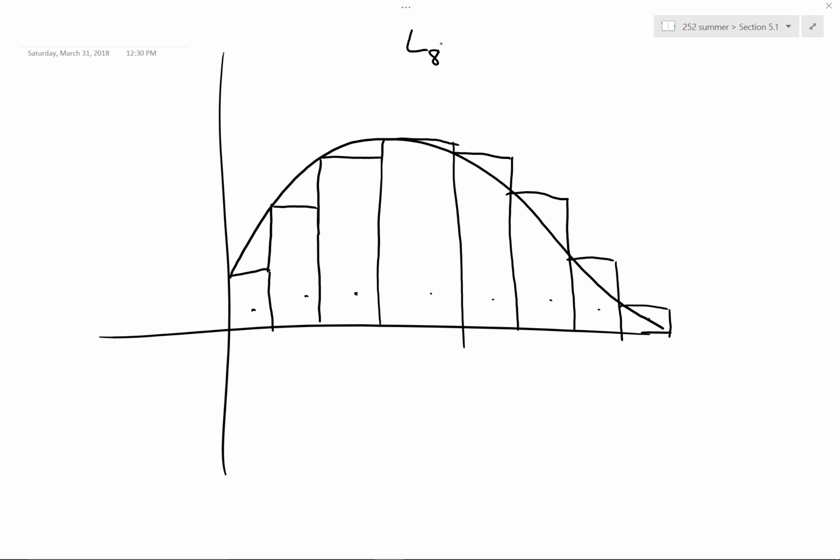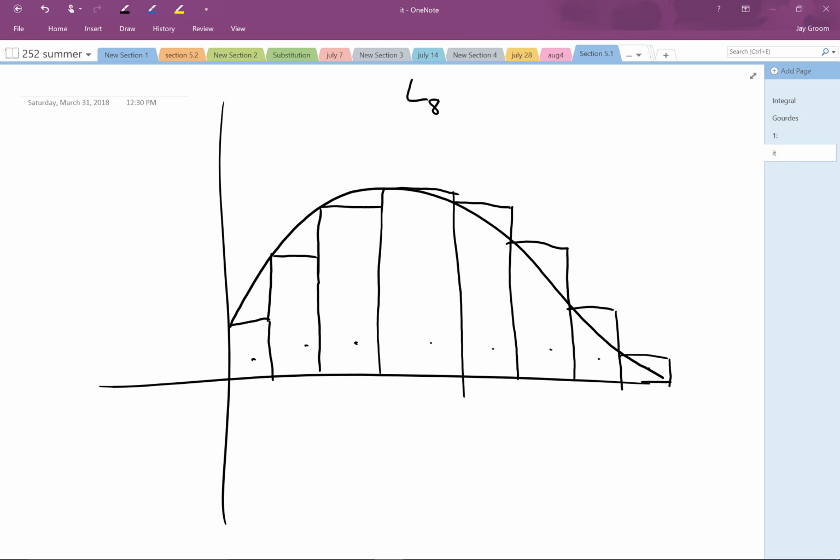You could go back through that same exact picture and draw the right-hand sum. Notice that my rectangles now, the red ones, hit on the right-hand side. In other words, the idea is I need to find the area of these rectangles. I will find where they hit on the right side, like so, and I'll add up those regions.